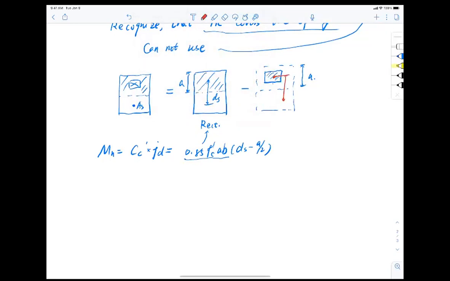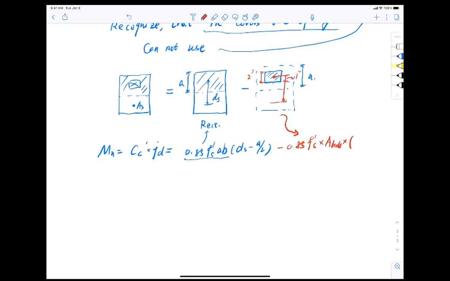All right, I need to subtract this fellow here, and that is minus 0.85 f'c, and the area of the whole opening, and multiply by the distance. And the distance now is what? This whole opening has a 2 inch height, so I have 1 inch of distance right here.